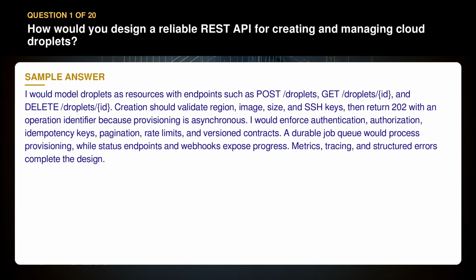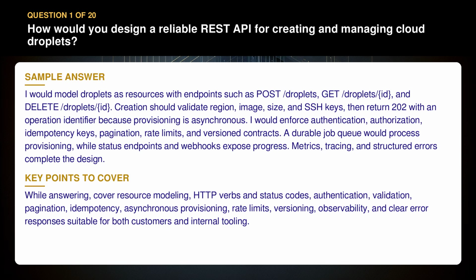I would enforce authentication, authorization, idempotency keys, pagination, rate limits, and versioned contracts. A durable job queue would process provisioning, while status endpoints and webhooks expose progress. Metrics, tracing, and structured errors complete the design. While answering, cover resource modeling, HTTP verbs and status codes, authentication, validation, pagination, idempotency, asynchronous provisioning, rate limits, versioning, observability, and clear error responses suitable for both customers and internal tooling.